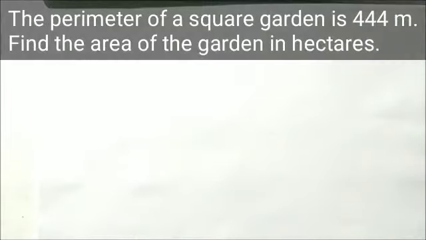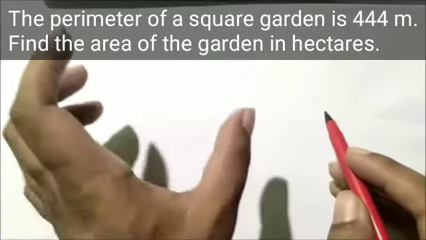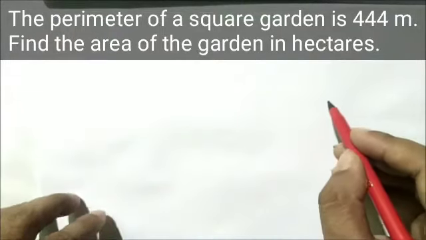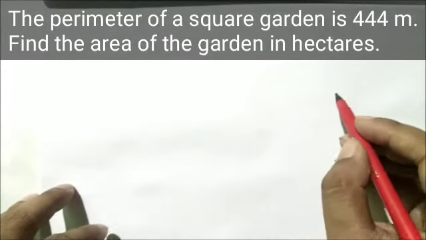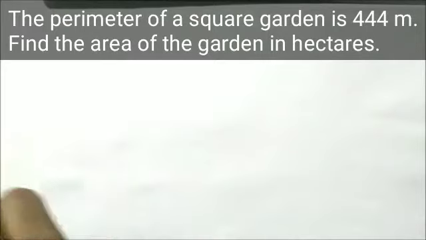Now let us take another example, another question. Can you see the question? The perimeter of a square garden is 444 meter. Find the area of the garden in hectares. In hectares they ask the area. But before solving this question, let me discuss one thing: are and hectare. This is a very important thing.